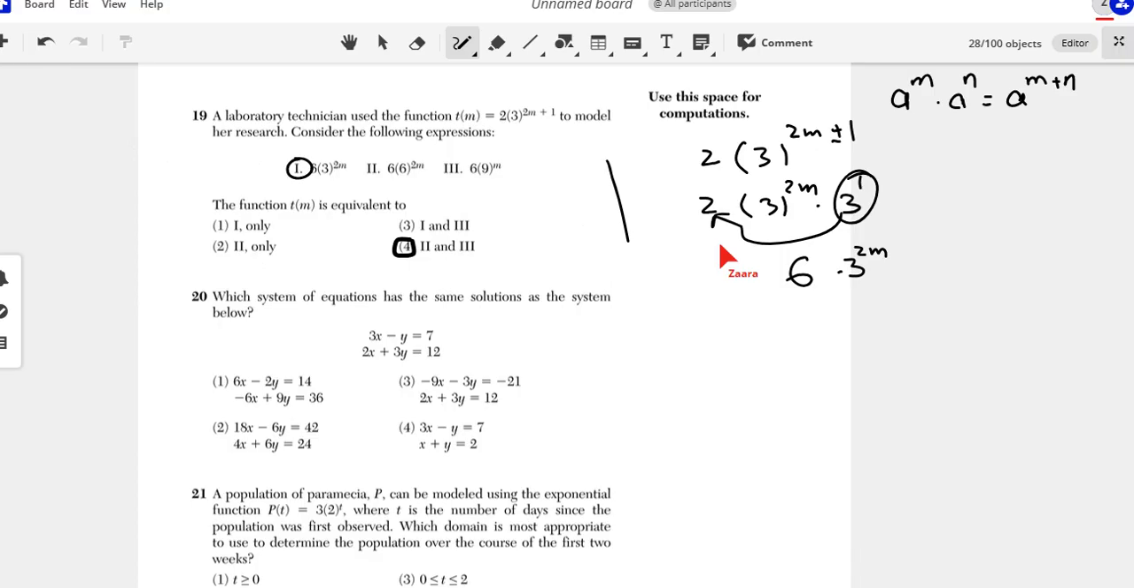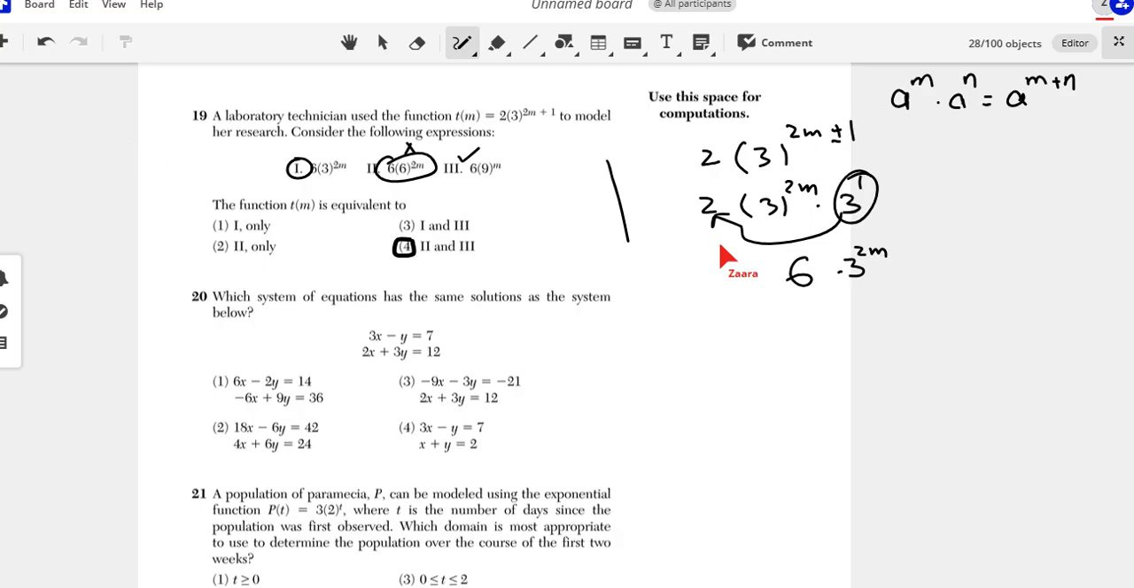And how can you get 6 raised to the power of 2m? I haven't any idea. I think you got confused with this one. It's basically 3 raised to the power of 2m. You can get 6 times that. So which is wrong? Yeah, 1 and 3 are correct.